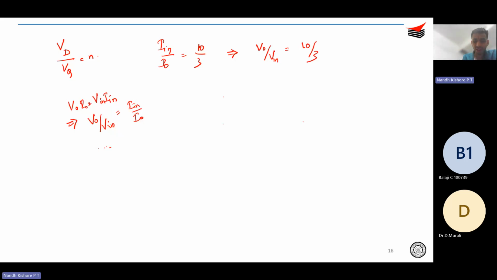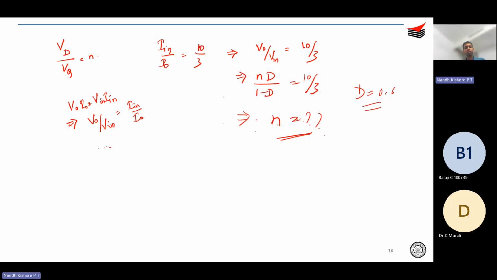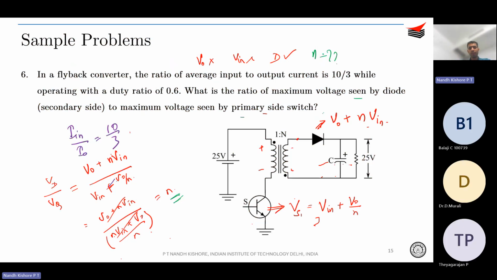Correct. So in a flyback converter, you know that V naught over V in is going to be simply N D over 1 minus D, which is equal to 10 over 3. And D is given as 0.6. Therefore, you can find out what is N. D is equal to 0.6, given in the problem itself. Got it right? Another simple problem. Just the ratio between voltage seen by diode and switch needs to be solved, and you end up with N.